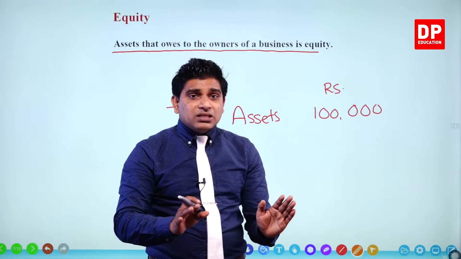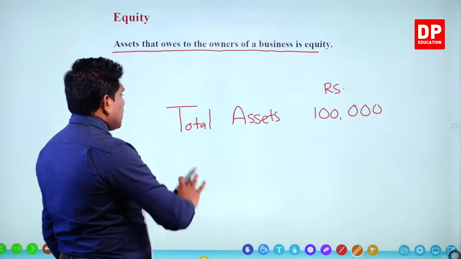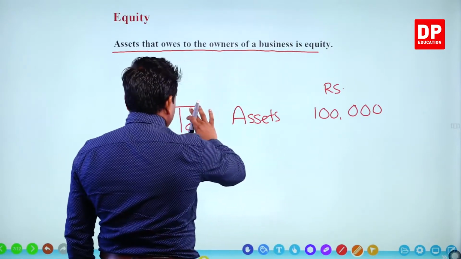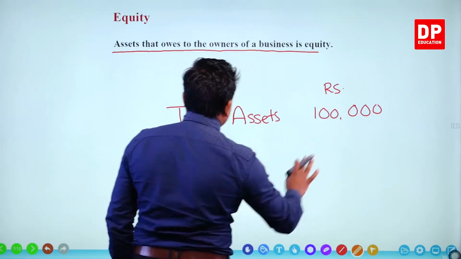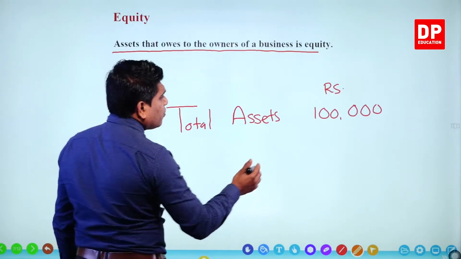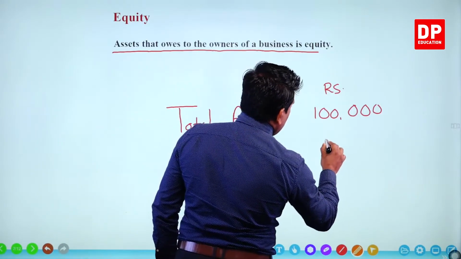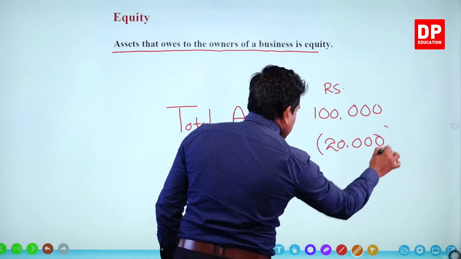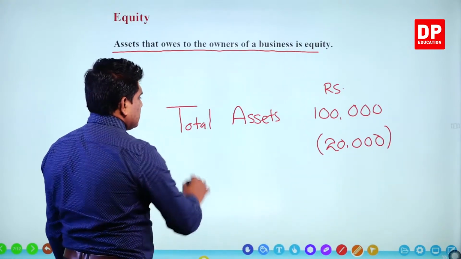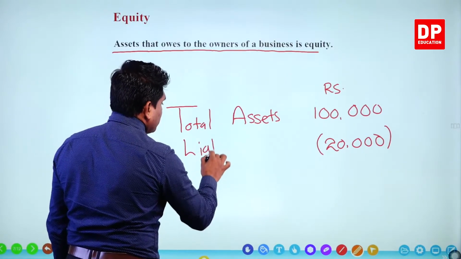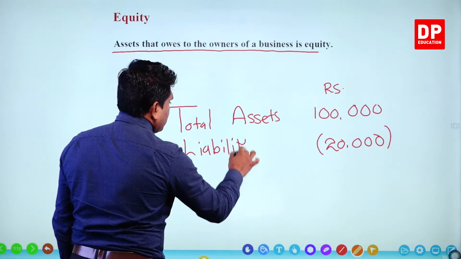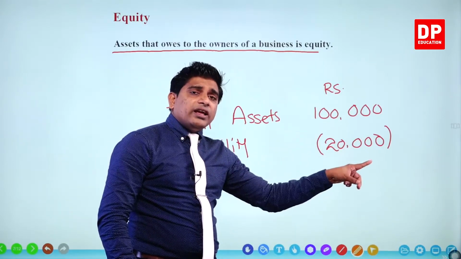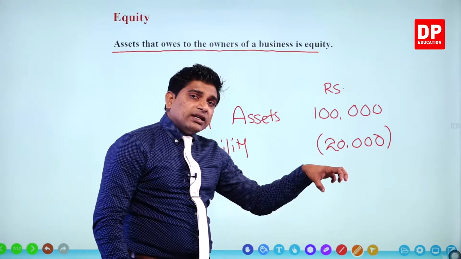But the problem is, now you tell me, even though your assets value 100,000, how much owes to you? Why? There are 20,000 rupees actually that you have taken as a liability. Right? Then in this 100,000 already included the money that you have taken as a loan.